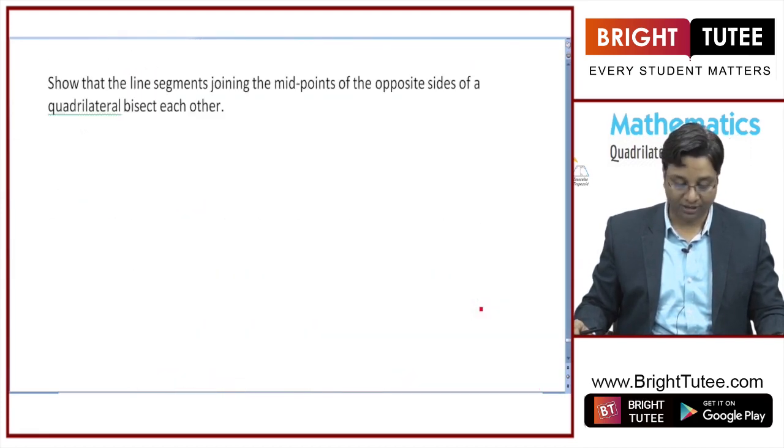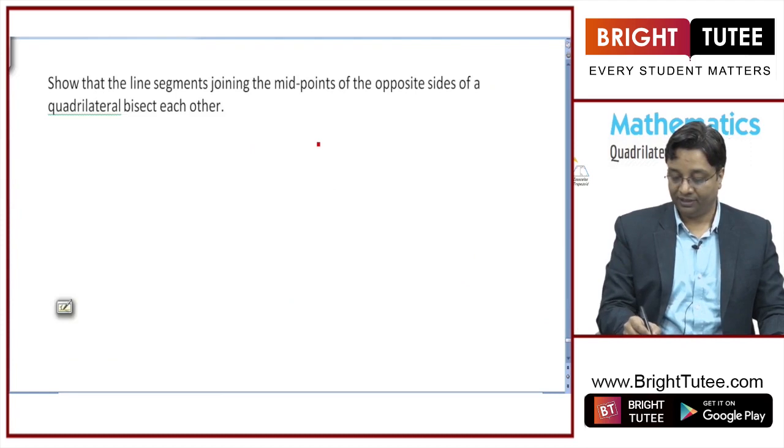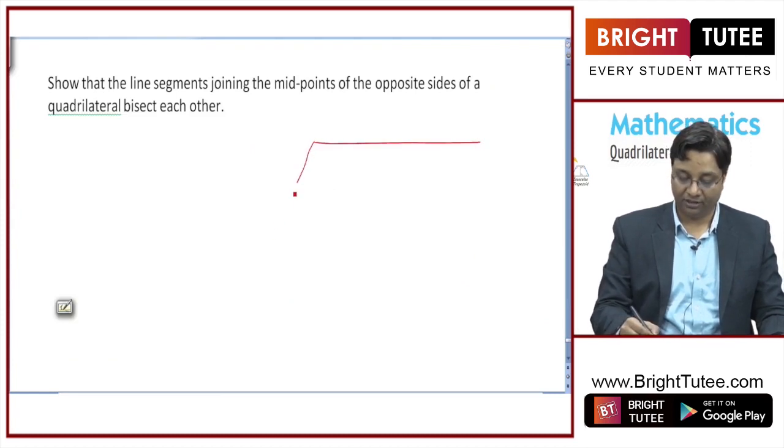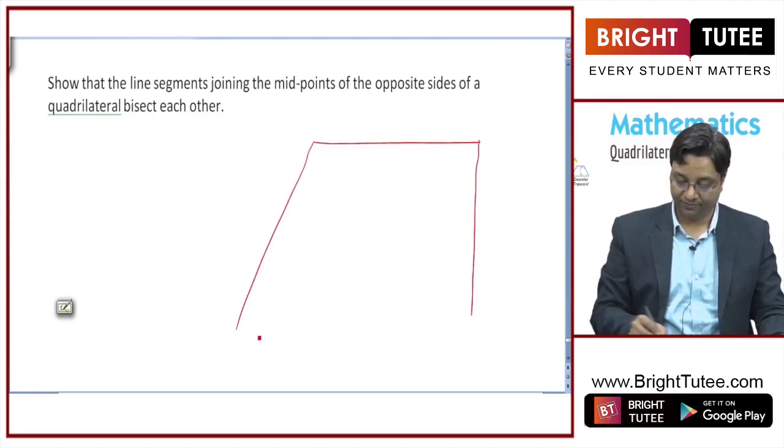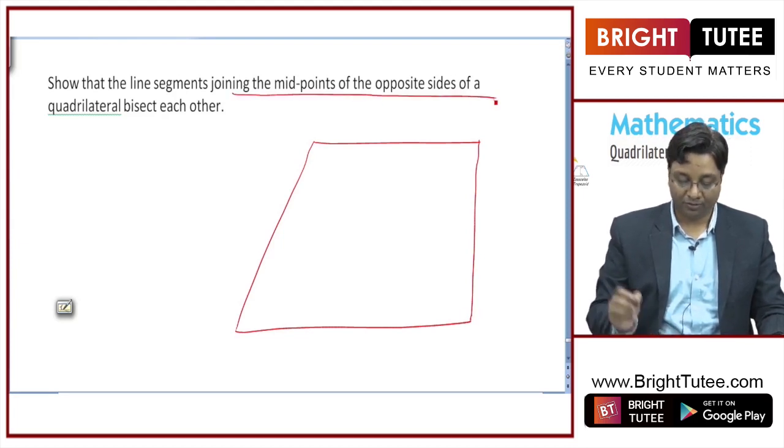Let us move to the next question. Show that the line segment joining the midpoints of opposite sides of a quadrilateral bisect each other. Let us look at the question. Let us make a quadrilateral. Line segment joining the midpoints of opposite sides. So if this is a midpoint, this is midpoint, this is the midpoint, and this is the midpoint.